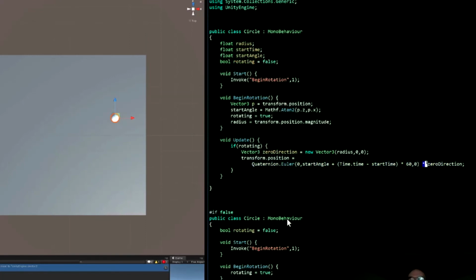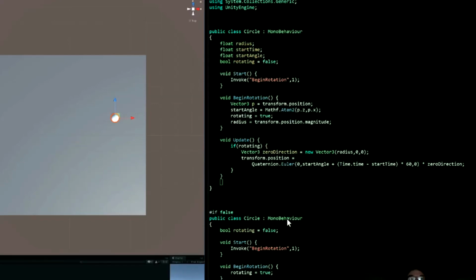But frankly, this is using operator overloading in Unity, so basically this multiply does that. It's not a real multiply. So it's transforming 0 direction by this rotation, which is a rotation in the y-axis in degrees, defined as the start angle plus the amount of time since the start, multiplied by 60 to get 60 degrees per second. All right, let's try that and see if that compiles. That does compile. Now, what happens when we run it?